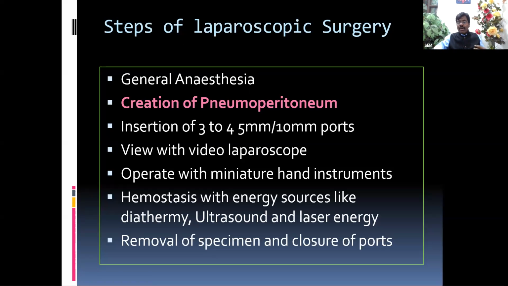Because carbon dioxide, which we use for creating pneumoperitoneum, has to be expelled only by the patient's lung. So you have to hyperventilate. You have to have control of the patient's lung. So general anesthesia is preferable to keep a watch on the patient's hypercapnia status. That is, you don't want the patient's carbon dioxide level in the blood to rise unnecessarily high. So for that, you need to have the patient under general anesthesia.